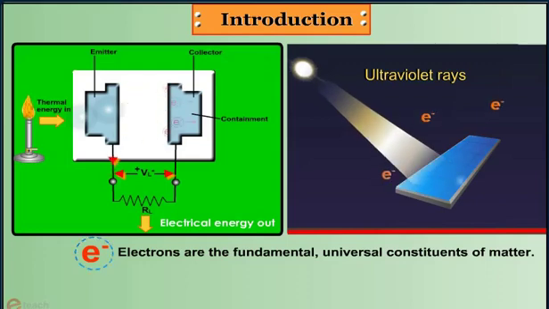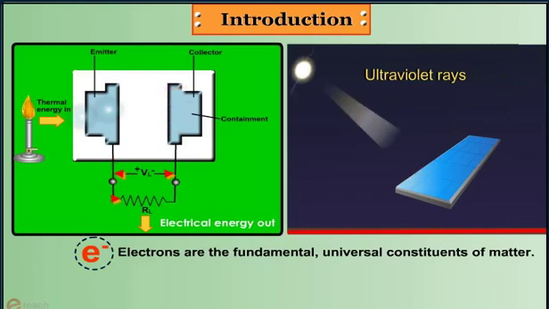You can see when the emitter plate is heated, electrons are emitted and are collected on the collector plate. In another animation, you can see when ultraviolet rays are incident on the metal plate, the electrons are emitted.